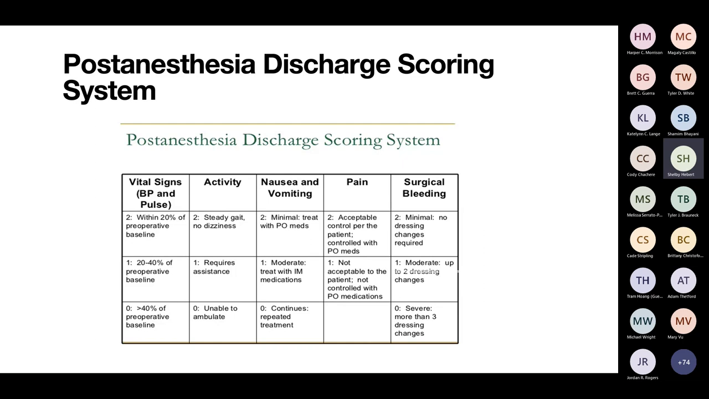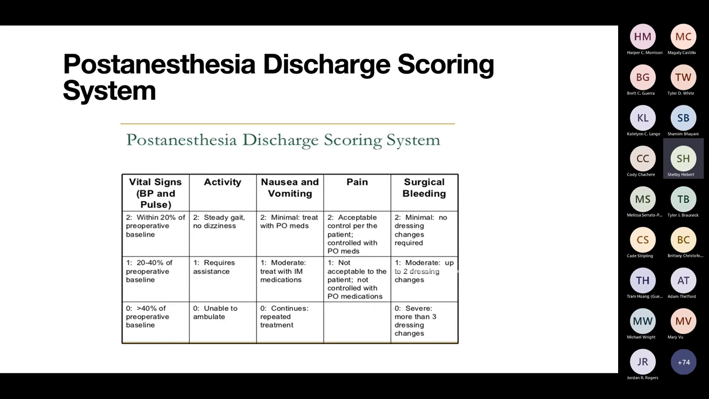And then from a surgical standpoint, looking at the dressing, if there's really no saturation, dressing hasn't been changed, that's great. If you've had to change it maybe once or twice, you may consider that they probably need to stay a little bit longer. And then if you've got somebody that's had continuous bleeding or drainage, they probably need to stay in the hospital until that's resolved. It's bad form for you to send them home in that way.